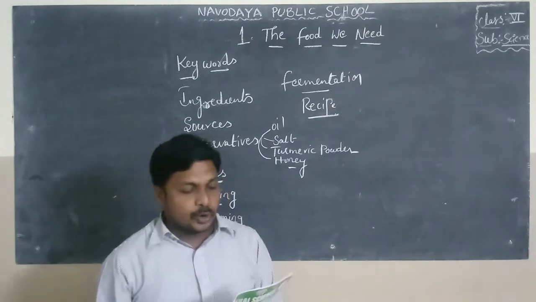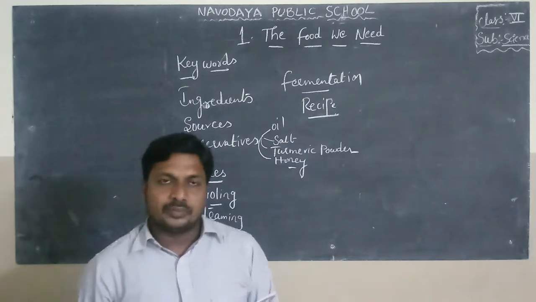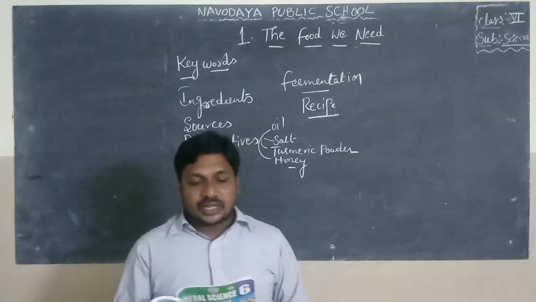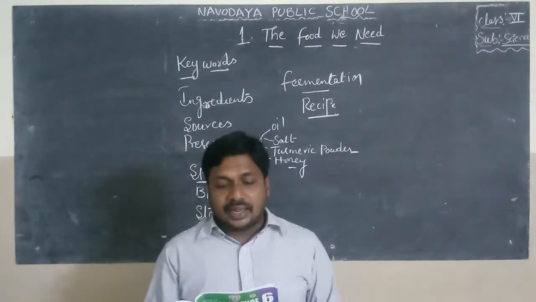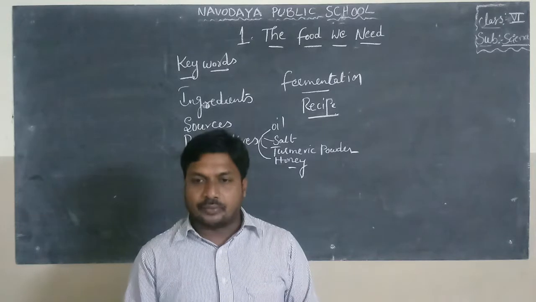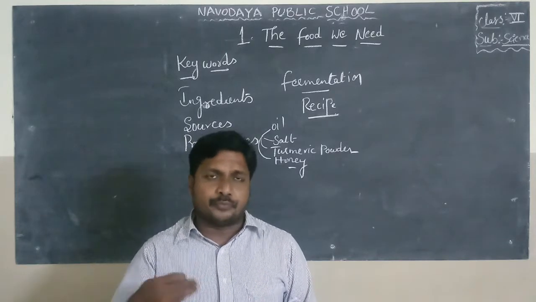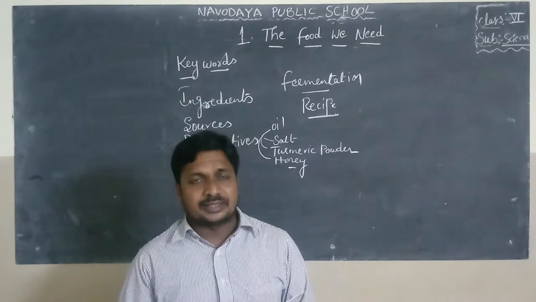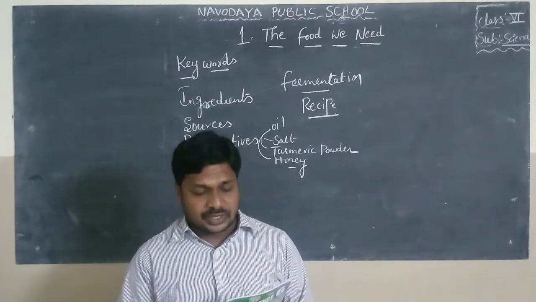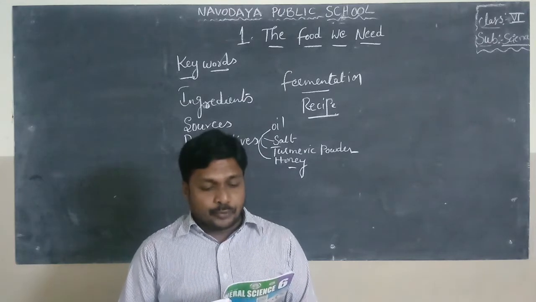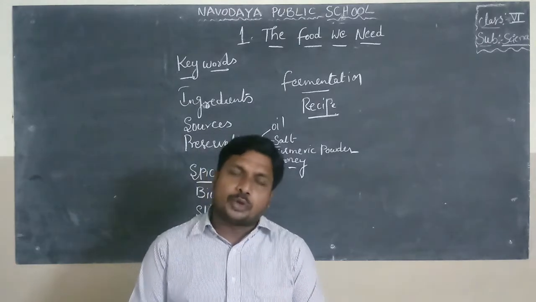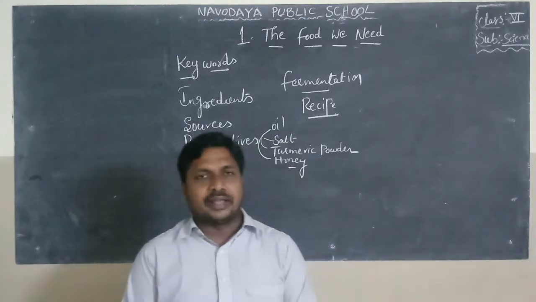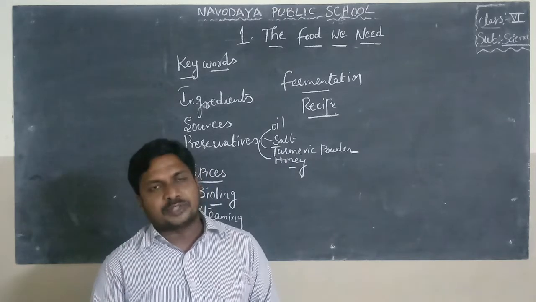Now I will explain what we have learnt in the first lesson, the food we need. First key point, we eat a variety of food in our day-to-day life. Correct or not? Sometimes we eat vegetarian, sometimes non-vegetarian. For cooking food, we need different types of ingredients. To prepare different types of recipes, we require different types of ingredients.